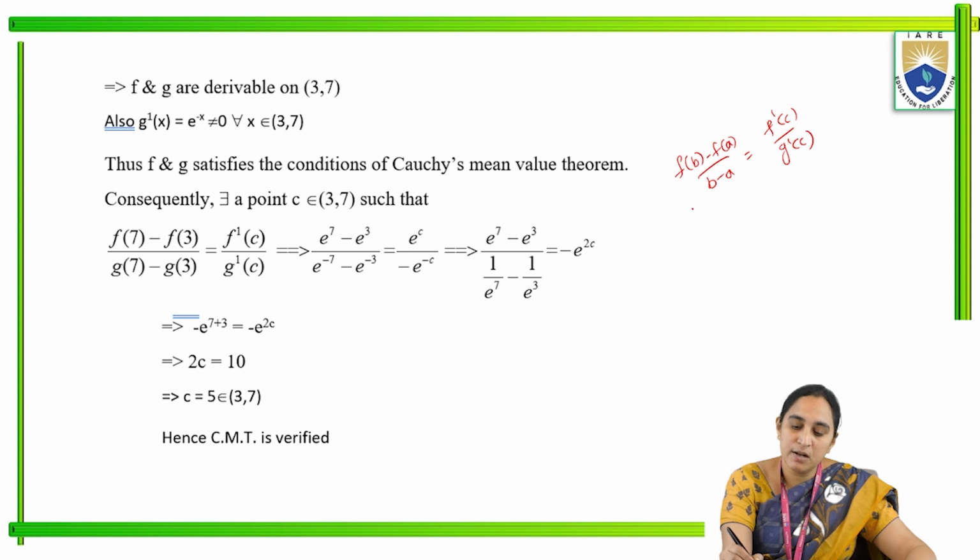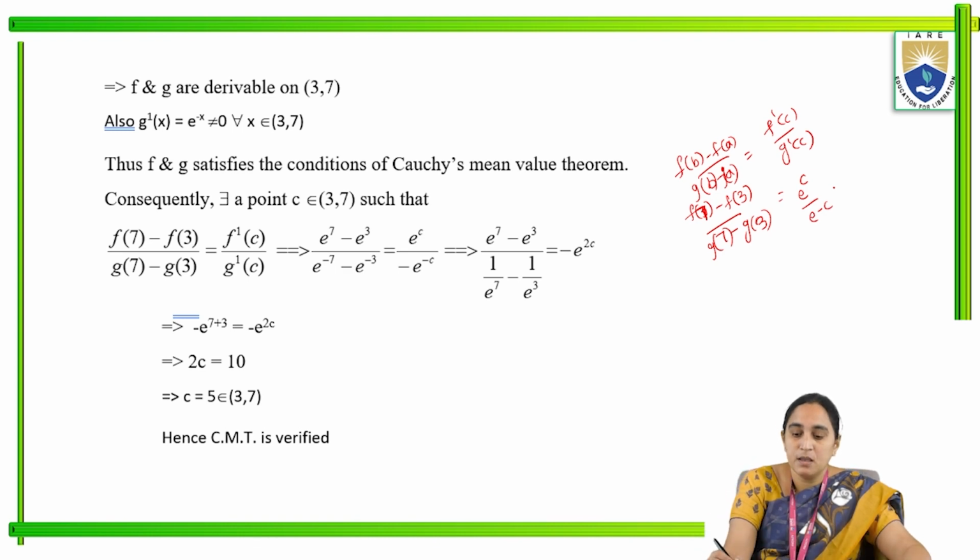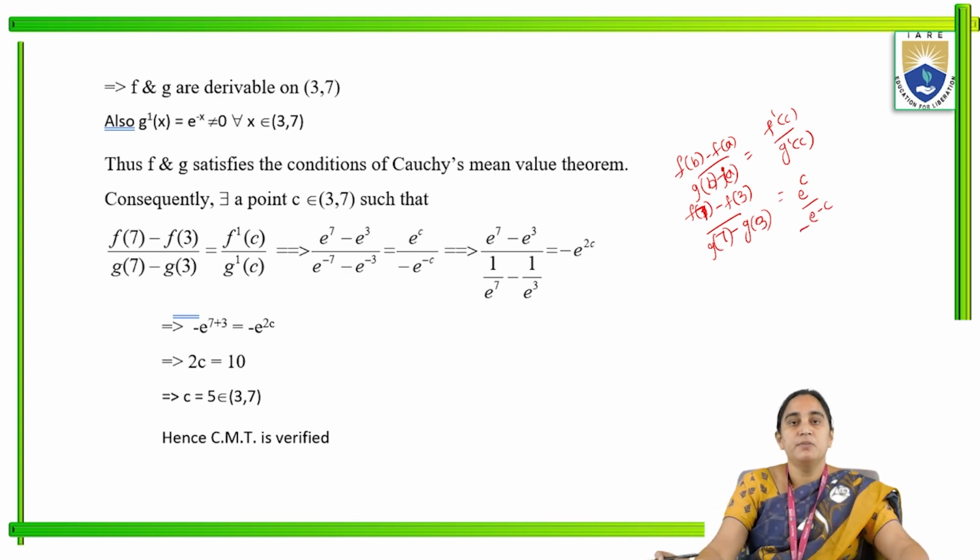What about a and b values there? b value is 7, and a is 3. So the formula: f of 7 minus f of 3 by g of 7 minus g of 3 is equal to f dash of c by g dash of c. From the question, after the differentiation, f dash of c is e power c and g dash of c is minus of e power minus c.